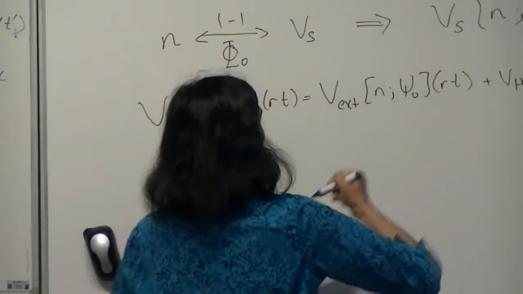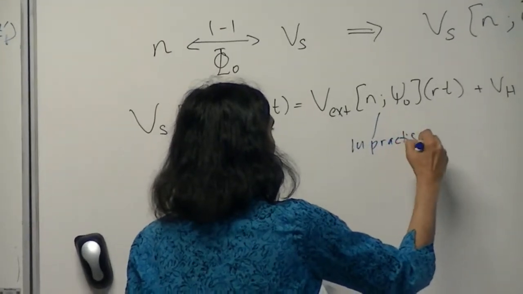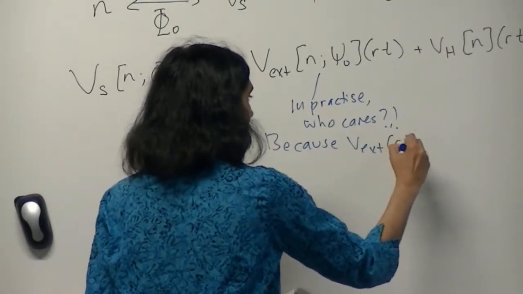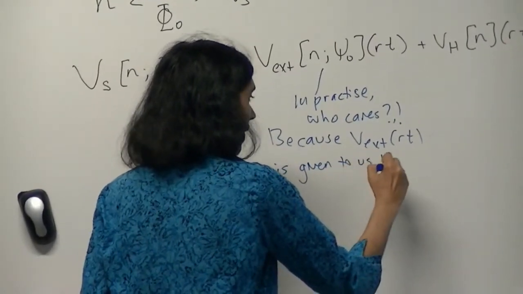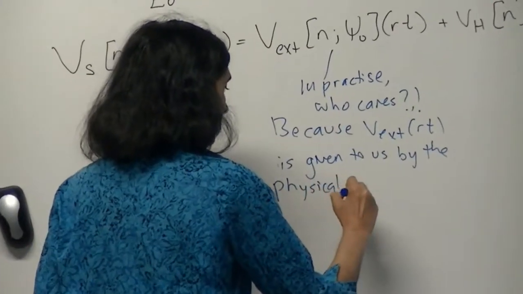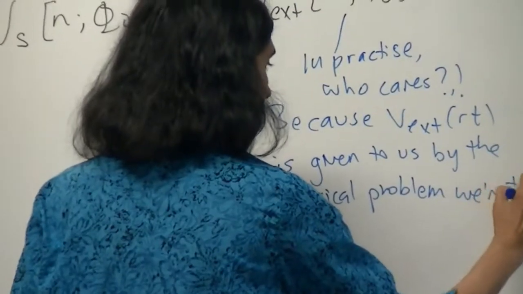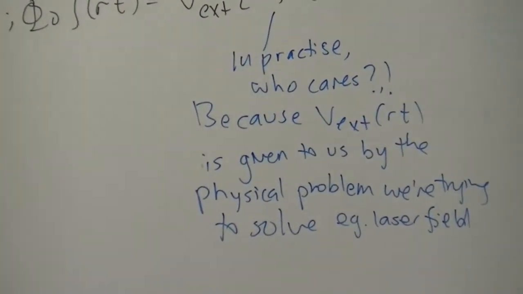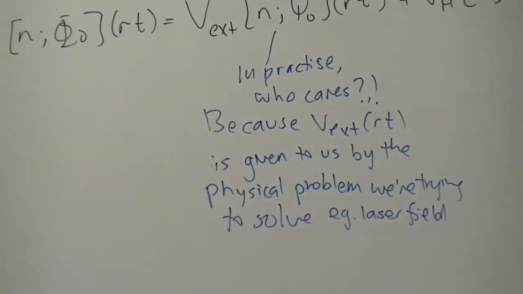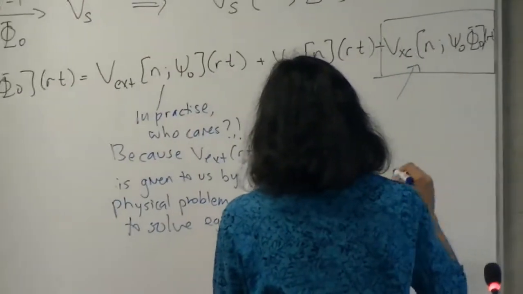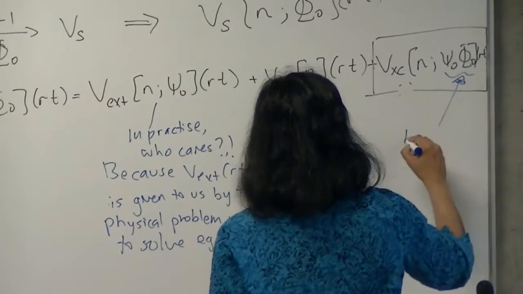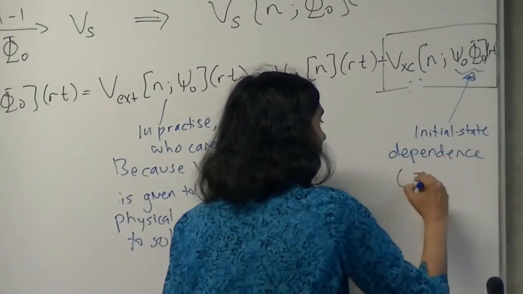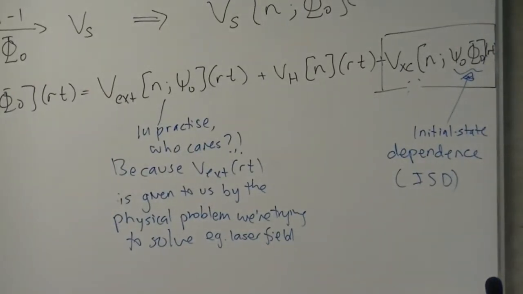So in practice, who cares? Because the external potential v(r,t) is given to us by the physical problem we're trying to solve, for example laser fields, so we just plug that into our calculation. We don't have to find the functional dependence. But this we do, because we need to know this. So what we call this is initial state dependence, and I'm going to just call that ISD so I don't have to keep writing it on the board. And we'll talk a little bit about this initial state dependence.